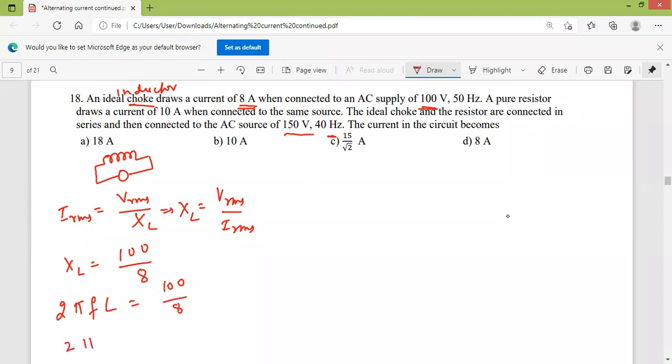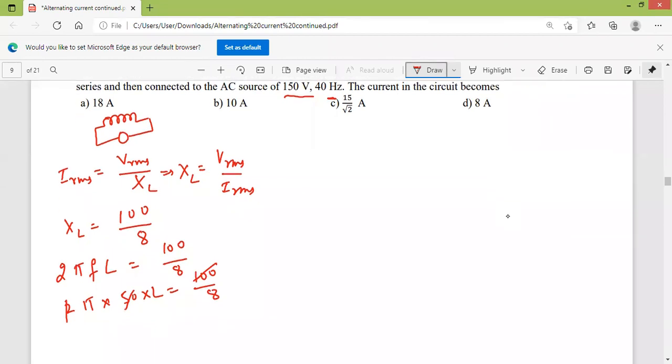It's 2 pi into 50, the frequency is 50, into L is equal to 100 by 8. 100 and 100 cancel, so L is equal to 1 by 8 pi. This is one part. Next, come to the second part.